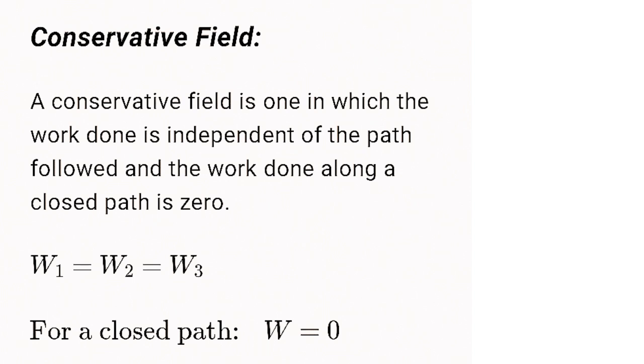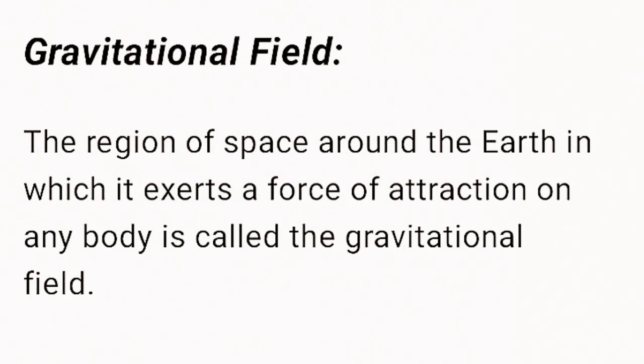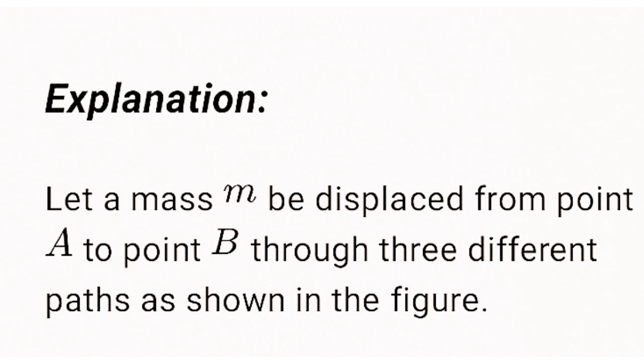W1 equals W2 equals W3. For a closed path, W equals 0. Gravitational field. The gravitational field is the region of space around the Earth in which it exerts a force of attraction on any body. Explanation.